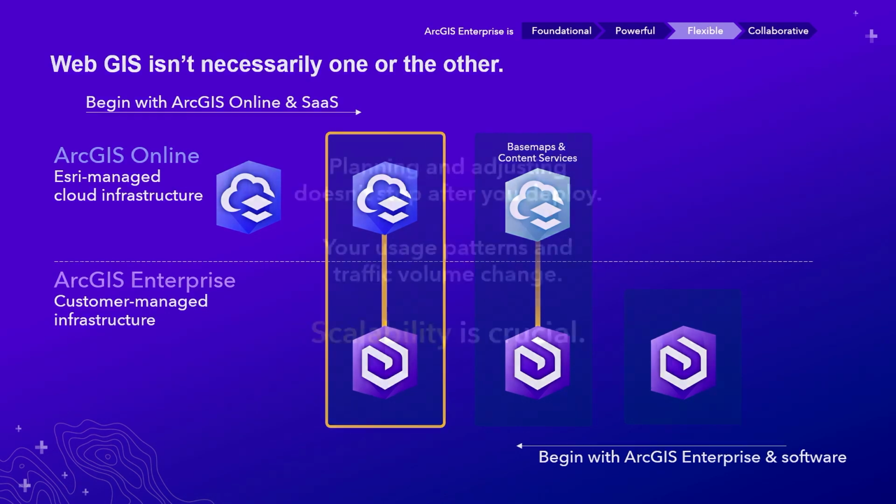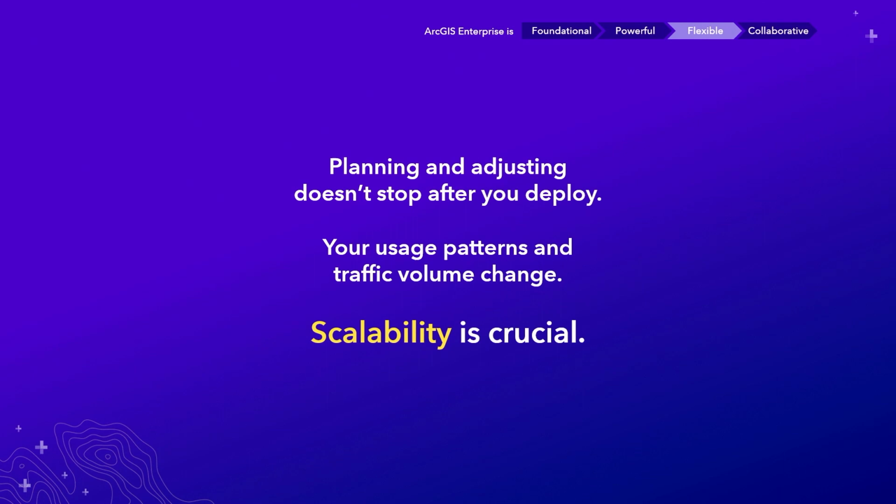So planning and adjusting doesn't just stop after you deploy. You don't deploy and you're good to go. Your usage and patterns really mean that you need to be able to have scalability in your infrastructure. When I mentioned those college students trying to access that web app on the first day of classes, maybe you need more resources available then, and then you can cut back later on in the term. Scalability is crucial here.